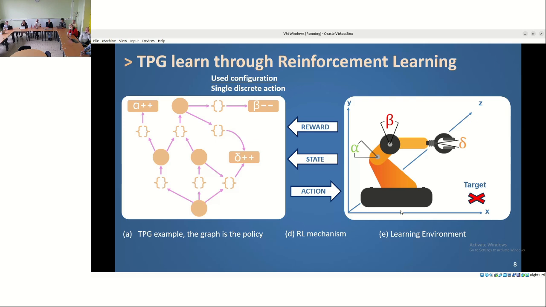So at the end of the training of the TPG through reinforcement learning and genetic programming, we find ourselves with a fixed graph. And it is on this fixed graph that we want to do the fastest possible inference.